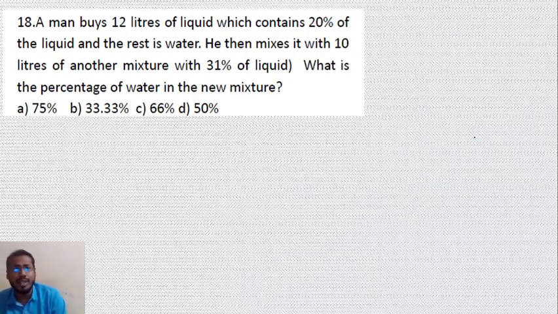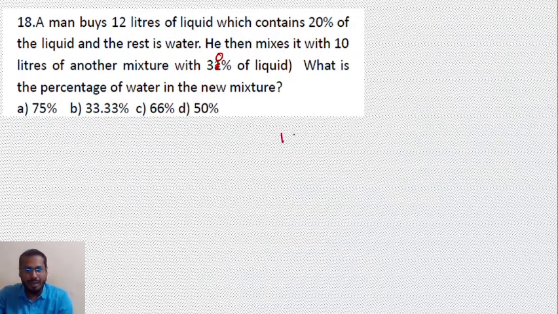A man buys 12 liters of liquid which contains 20% of the liquid and the rest is water. He then mixes it with 10 liters of another mixture with 31% of liquid. What is the percentage of water in the new mixture? So here it is not 31, it is 30%. Here only two percentages are given. The third percentage, the final mixture, was not given, so don't use the alligation diagram.